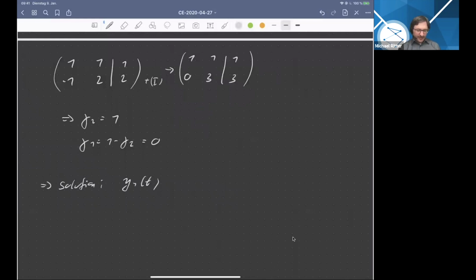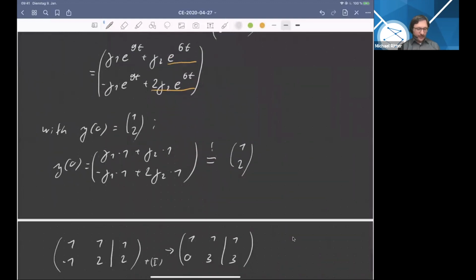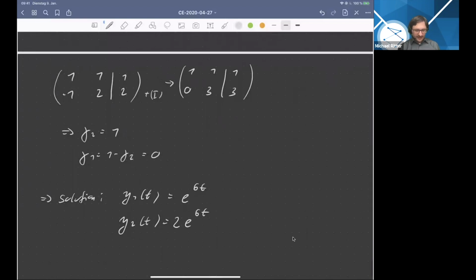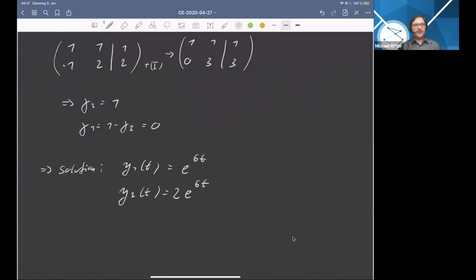Let's see, y1 of t. Remember the general solution looked like this here, and now we got the constants. Gamma 1 is 0, gamma 2 is 1. So these first parts disappear, and there's a 1 here and a 1 here. So we just get that second part. That means for y1, we have e to the 6t, and for y2, we have 2 e to the 6t. And that is the solution that we get here. Okay, that concludes the discussion of 110.